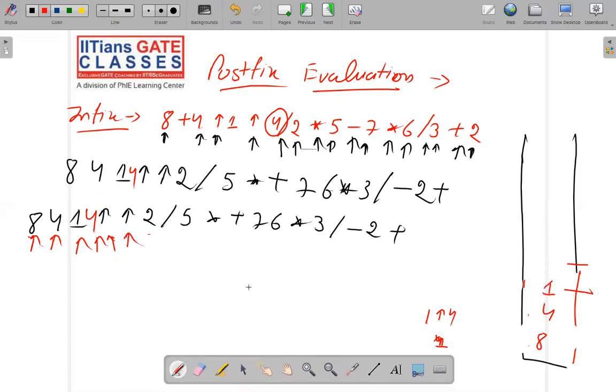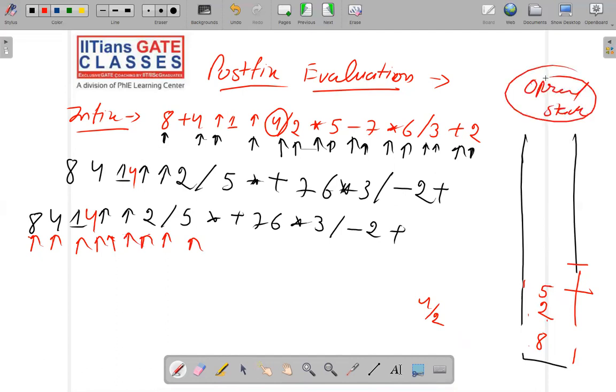Then again power comes up, which is 4 to the power 1, which is 4. So it will pop 1 and 4, do the operation, and push it into the stack. Then 2 will come up, it will push 2 into the stack. Then divide will come up, it will do the divide operation, which is 4 divided by 2, which is equal to 2. It will push 2 here. Okay. Then 5 will come up, it will push 5. So this is the operand stack. So that is why we are pushing only operands in the stack.